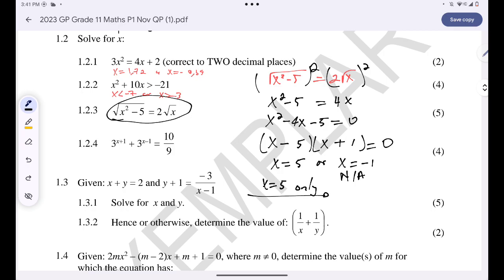It's important for you to say that. Only. Are we together? So let's write our solution. x is equal to 5 only.